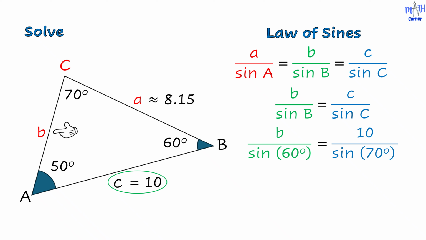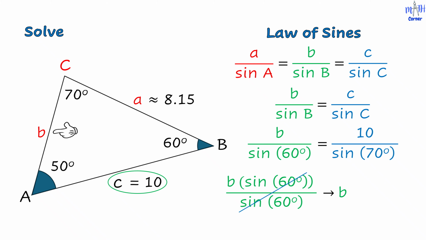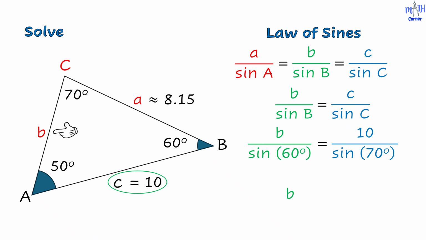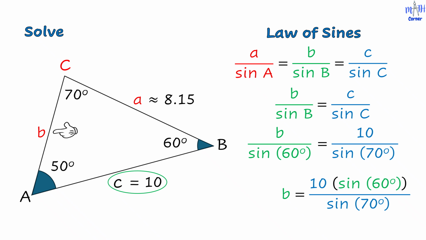Multiply both sides by sine 60 degrees to isolate B. On the left side, we have B times sine 60 degrees over sine 60 degrees. So we are left with B. On the right side, we have 10 times sine 60 degrees over sine 70 degrees.